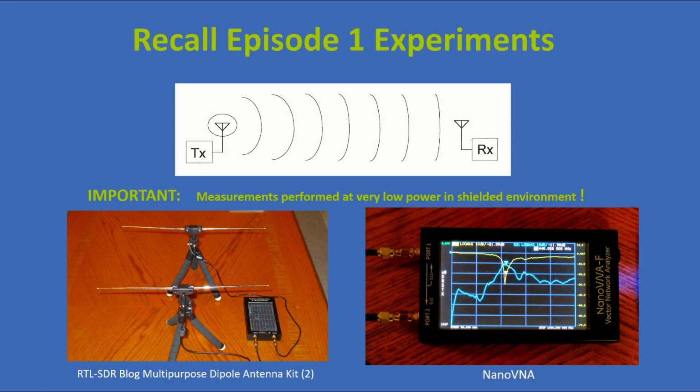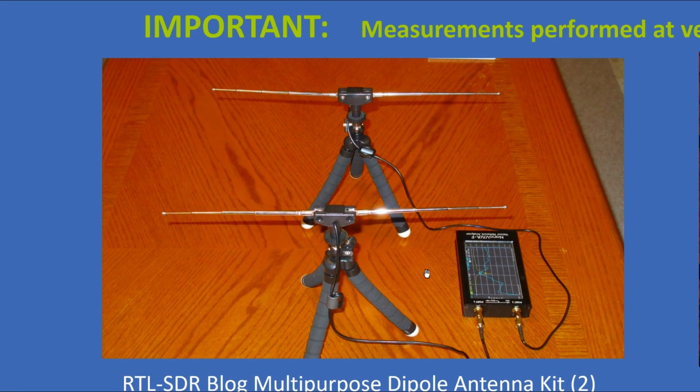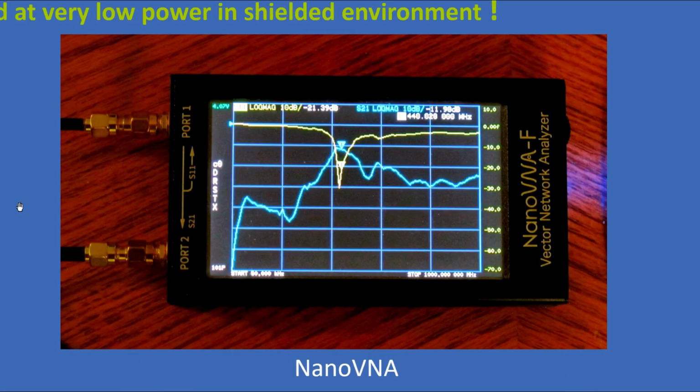Now, in episode 1, we showed an experiment. We have a transmit antenna in the foreground. It's a dipole. In this case, we are operating at 440 megahertz, and so the length of this dipole was a little over 30 centimeters. In the background, there is another dipole. That's the received dipole. The transmitter and receiver are in this thing called the nano VNA, and the nano VNA instrument shows us how much of the transmitted power from port 1 made it to the antenna connected to port 2. And that's shown in this blue curve.